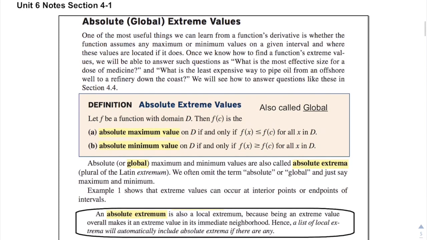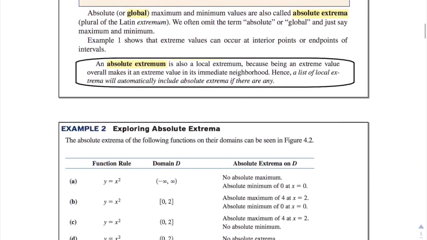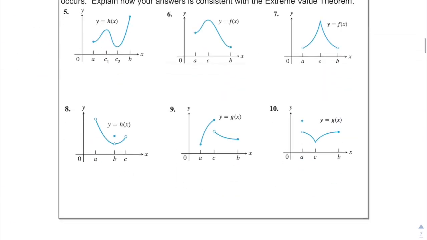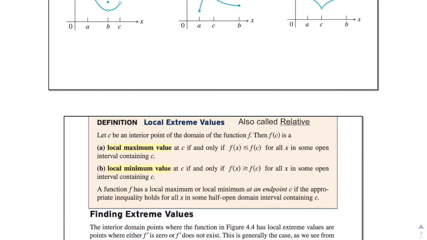So just a quick little review. Remember, we're talking about absolute minimums and maximums, or I like to refer to them as global maximums and minimums, and local maximums and minimums, which also have the name relative, but I tend to go with the word local.